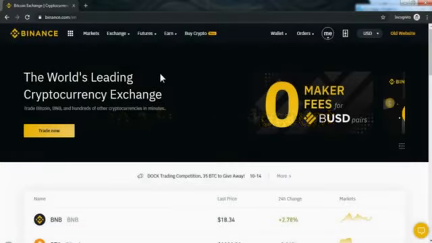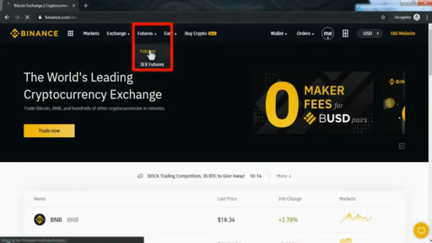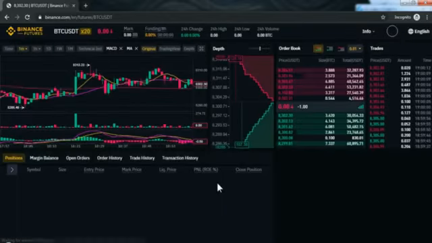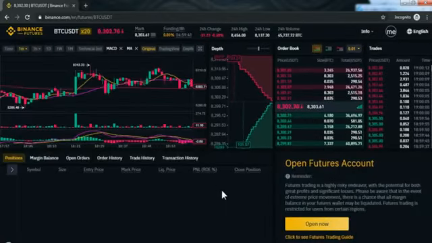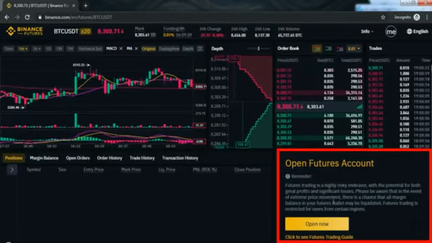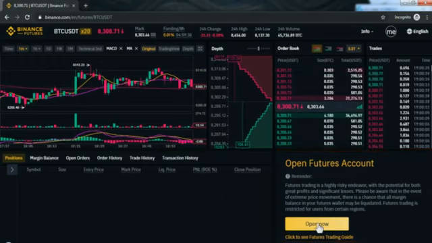To open a futures account, log into Binance using your Binance account. Then go to the top of the page where you will find the Futures tab. Click on Futures and you will be redirected to the Binance Futures trading platform. In the bottom right corner, you will find Open Futures Account. Click Open Now, then a confirmation will pop up and your futures account will be enabled.